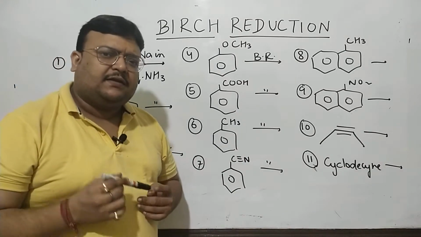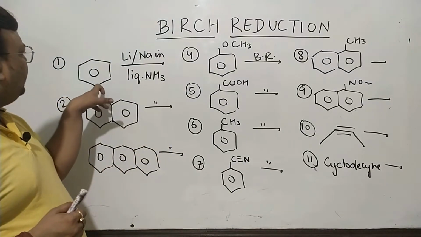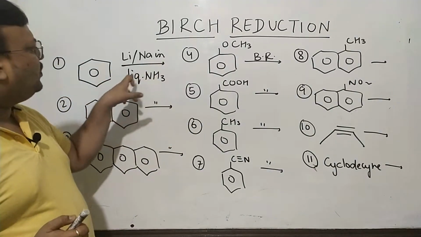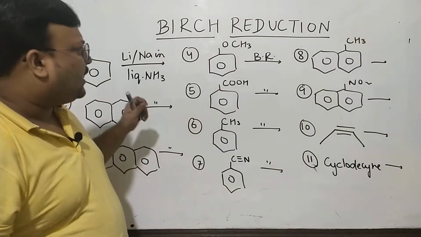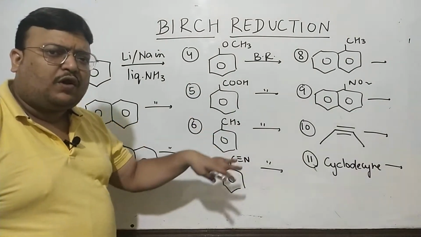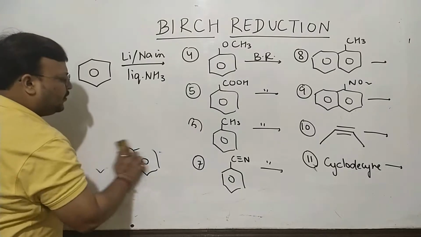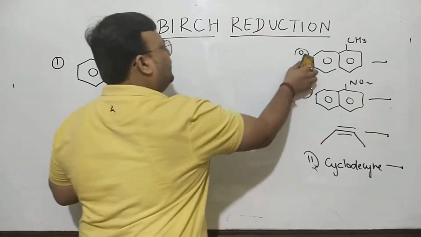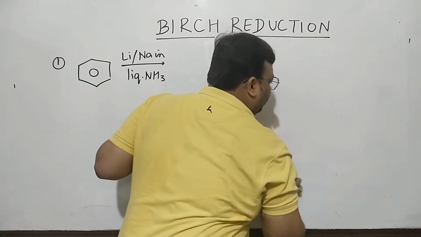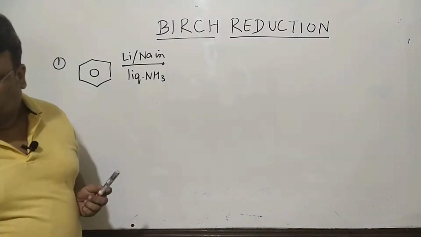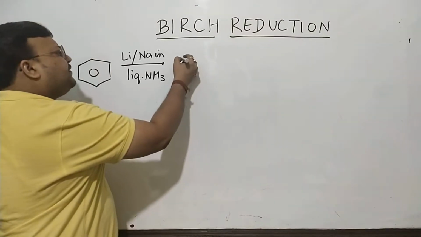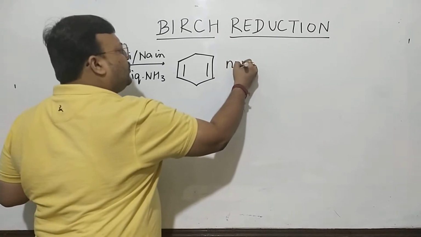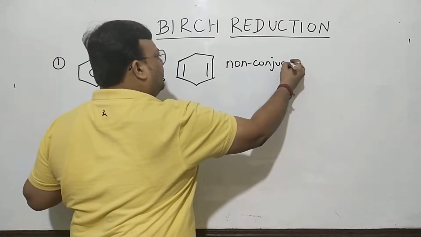So let's begin with the first reduction involving benzene, and the reagent, I repeat, is lithium or sodium in liquid ammonia with or without alcohol. You'll want to first of all copy down all of it, and I'm going to solve these questions one by one. Now naturally, the first question is benzene, and I told you the product is a very specific non-conjugated diene. You get a non-conjugated diene.